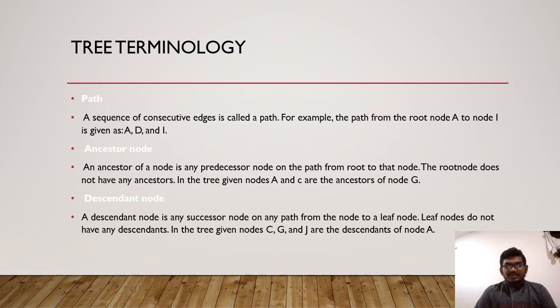Descendant node: a descendant node is any successor node on any path from the node to a leaf node. Leaf nodes do not have descendants. In the given tree, nodes C, G, and J are the descendants of node A.